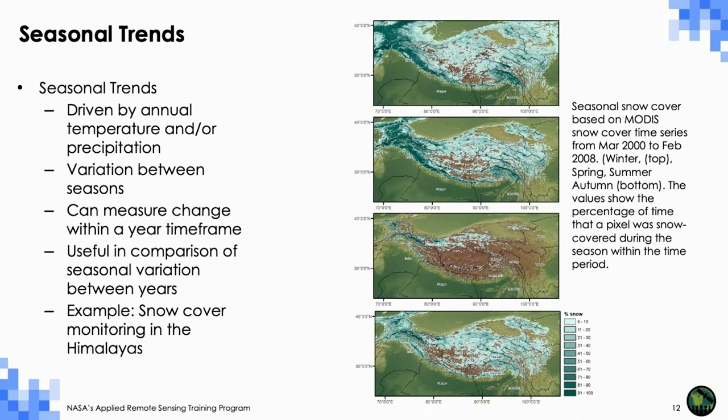So in the example here on the right, you can see changes in seasonal snow cover with MODIS imagery from the winter to summer months in the Himalayas. And these maps display the percentage of time that a pixel was snow covered during each season. And that's using that MODIS data from 2000 to 2008. And it will likely come as no surprise to you that most of the snow cover occurs in winter months, as you can see on the map at the top. So a time series analysis like this is really good at detecting those changes that you could see within a year that end up being due to seasonal factors.